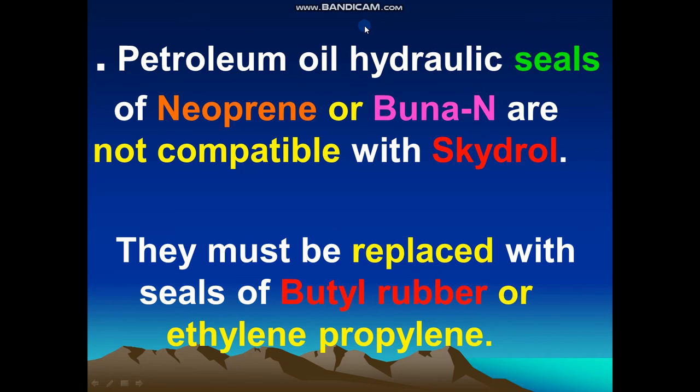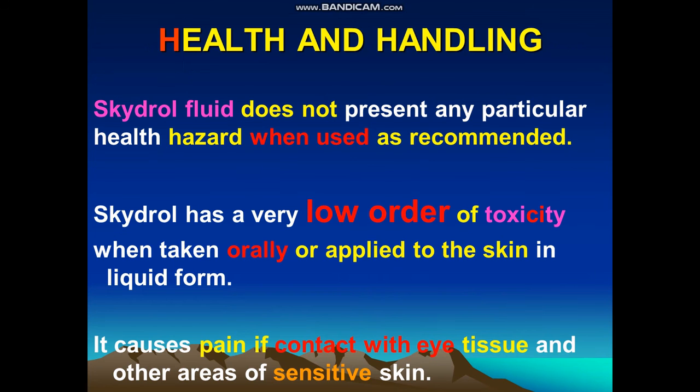Petroleum oil hydraulic seals of Neoprene or Buna-N are not compatible with Skydrol. So if the system used the mineral base or vegetable base and you use Skydrol, you have to change the seals because Skydrol is not compatible with Neoprene or Buna-N seals. They must be replaced with seals of butyl rubber or ethylene propylene.